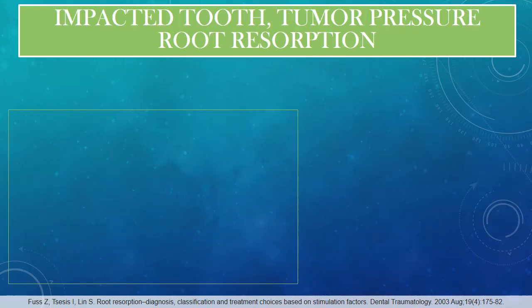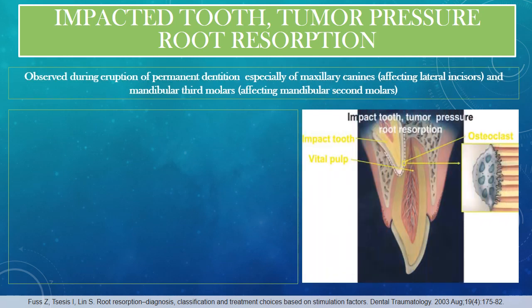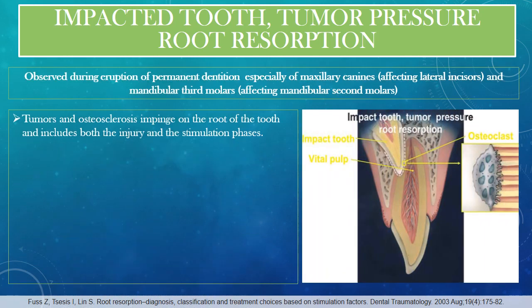Coming to impacted tooth or tumor pressure root resorption. Pressure root resorption can be observed during eruption of permanent dentition, especially of maxillary canines and mandibular third molars. Tumors or osteosclerosis impinging on the root of the tooth could also be an etiological factor for the pressure resorption, which includes both the injury and stimulation phases.